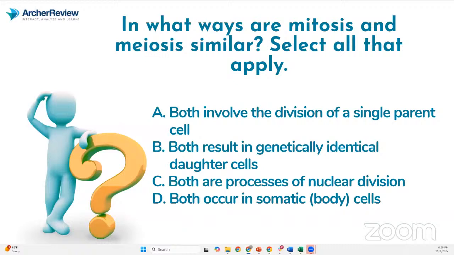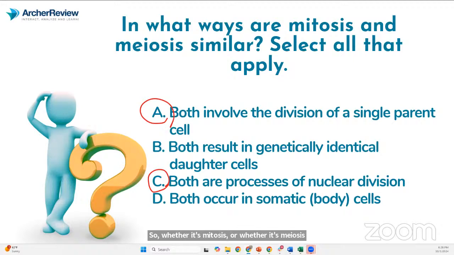Okay, so this one I think was a challenging one. This one is both A and C, and let me explain that. So whether it's mitosis or whether it's meiosis, they're starting with a single parent cell and ending either in 2 in mitosis or 4 in meiosis.